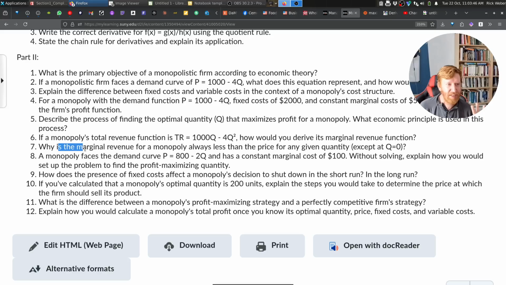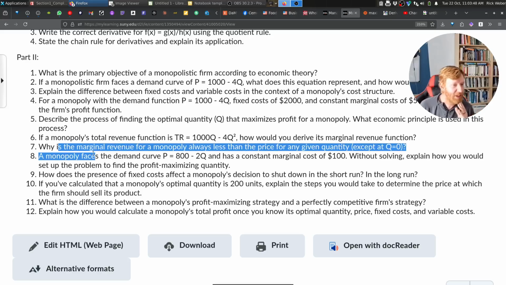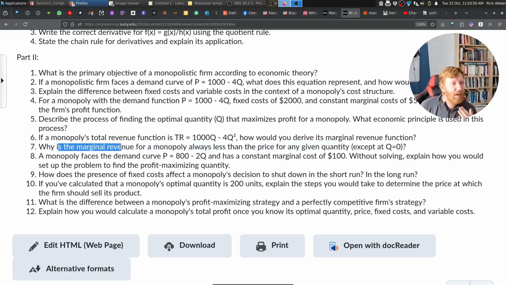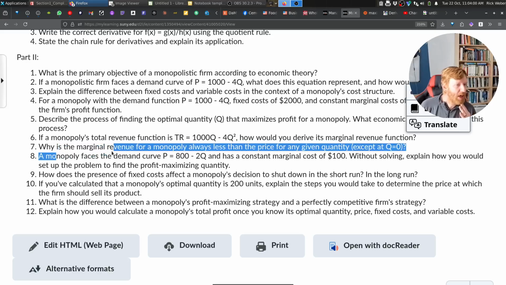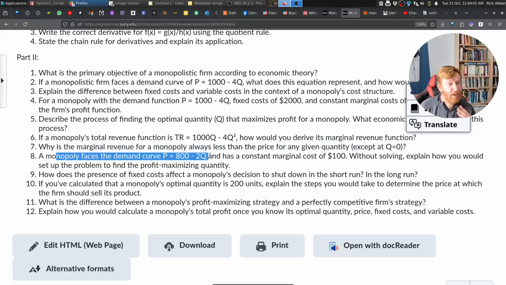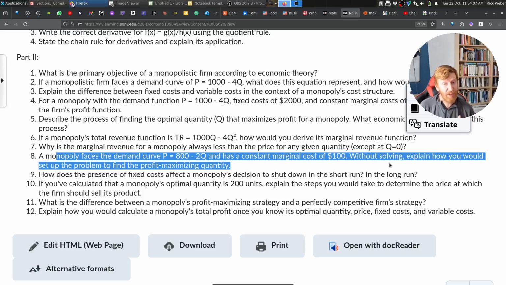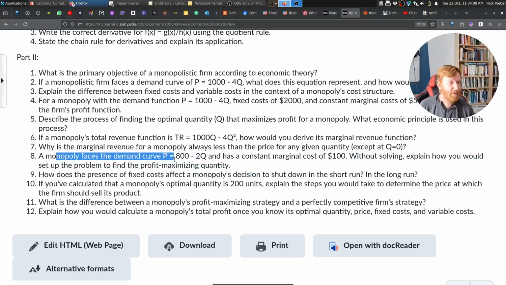Hopefully this context is helping you to wrap your head around this stuff. All right, why is the marginal revenue for monopoly always less than the price for any given quantity? I think we kind of touched on that at least well enough for the quiz. A monopoly faces the demand curve 800 minus 2q, constant marginal cost of 100. Without solving, explain how you would set up the problem to find the profit maximizing quantity.